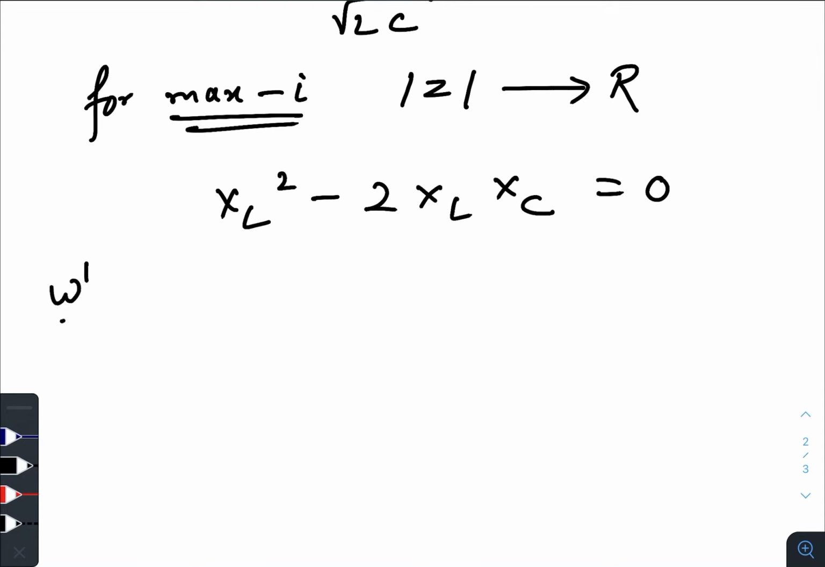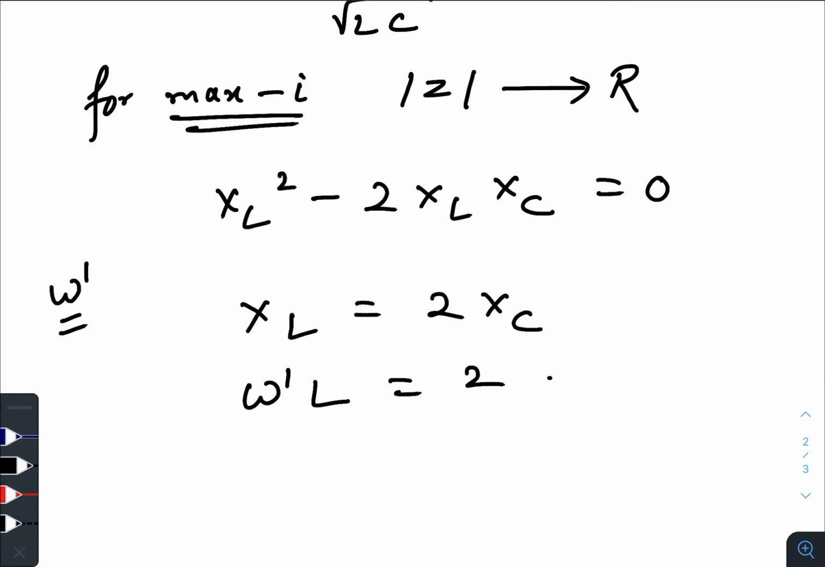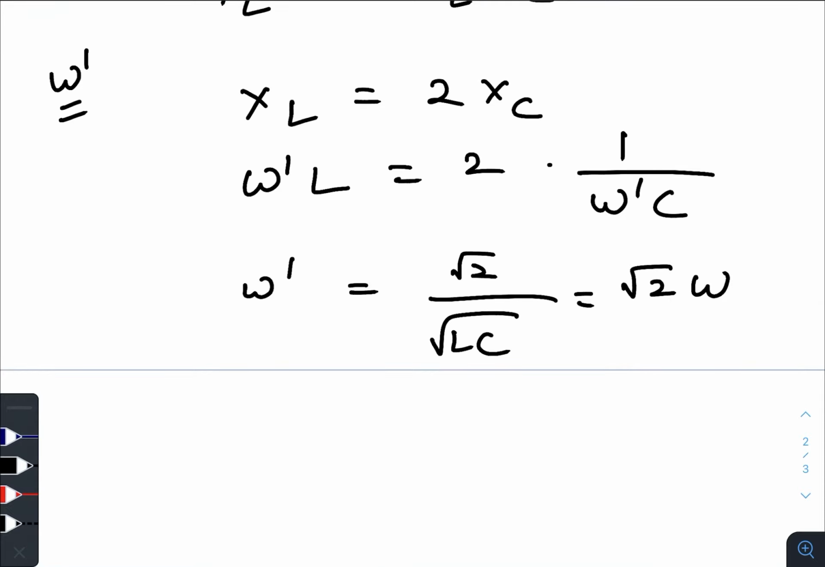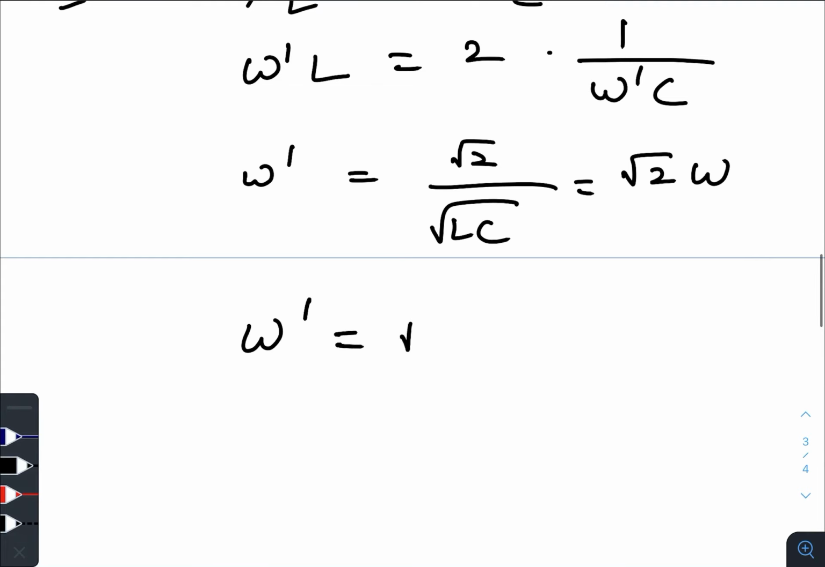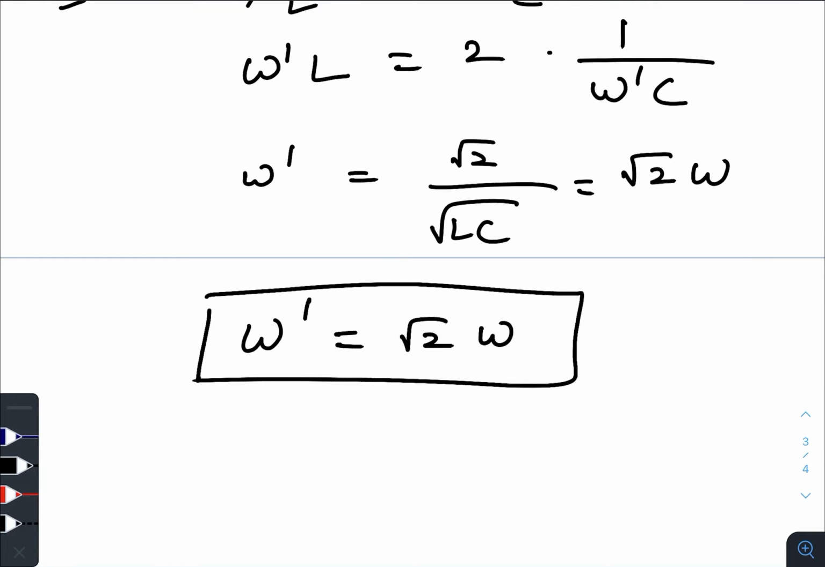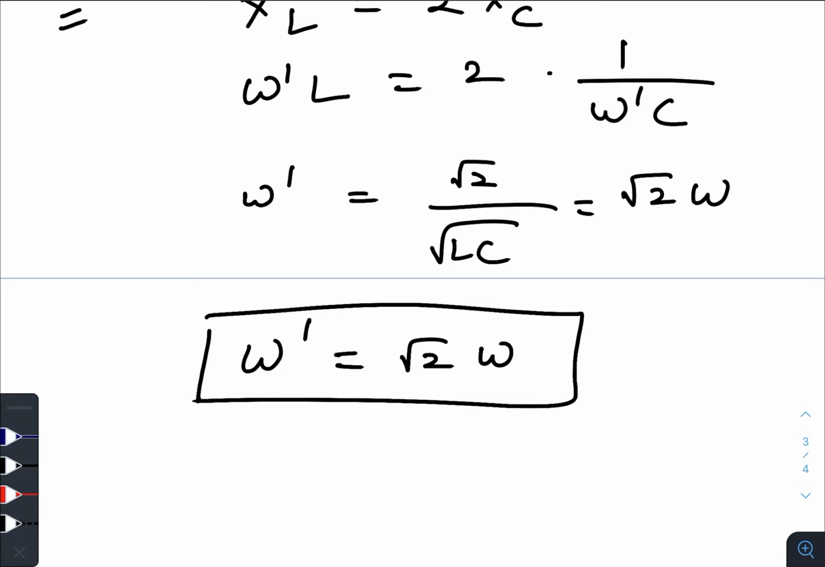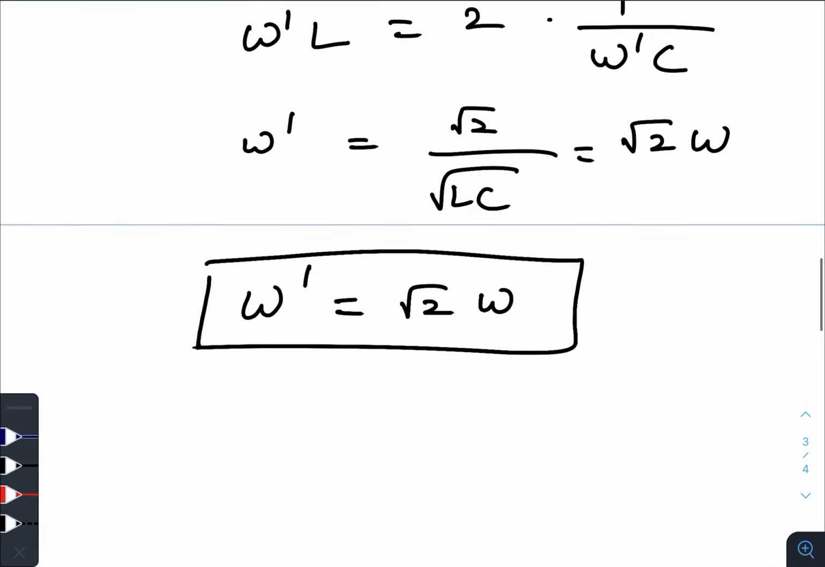Let that be omega prime. So XL equals 2 XC. So omega prime L equals 2 times 1 by omega prime C. So we have omega prime equals root 2 divided by root LC, that is root 2 omega. That means for a frequency of root 2 times omega, the current through the whole circuit will be maximum, hence the brightness of the bulb will also be maximum.